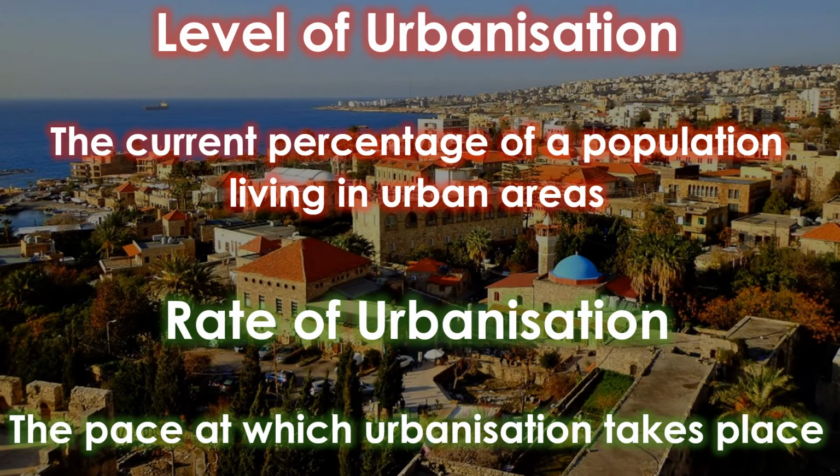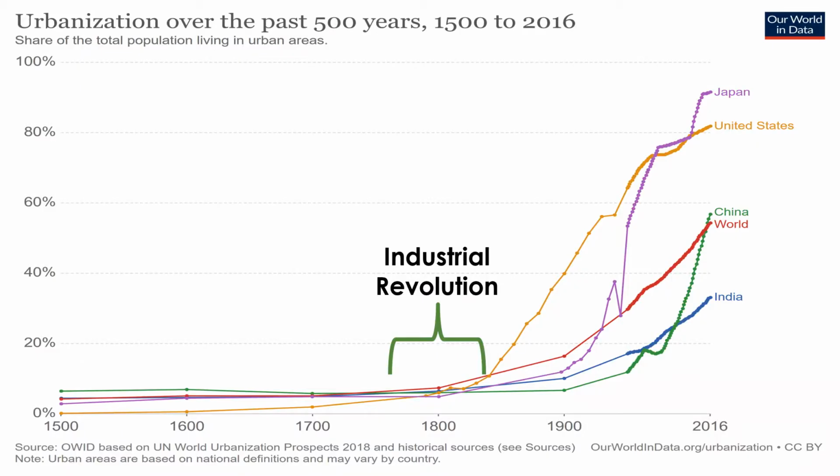The second two definitions we're going to look at are the level of urbanization and the rate of urbanization. The level of urbanization is where you are right now. It's the current percentage of your population that lives in urban areas as opposed to rural areas. And the rate of urbanization is how fast this process is taking place. What's the pace, the speed at which urbanization is taking place? So that's the starting point for our section, chapter 5.